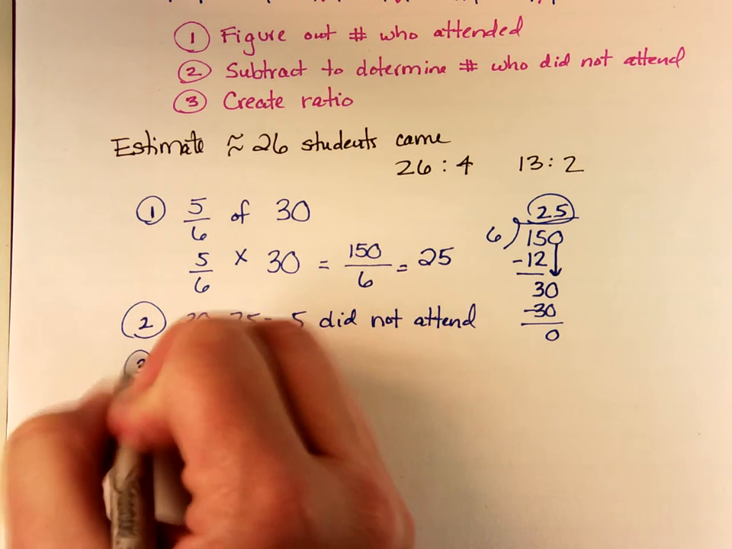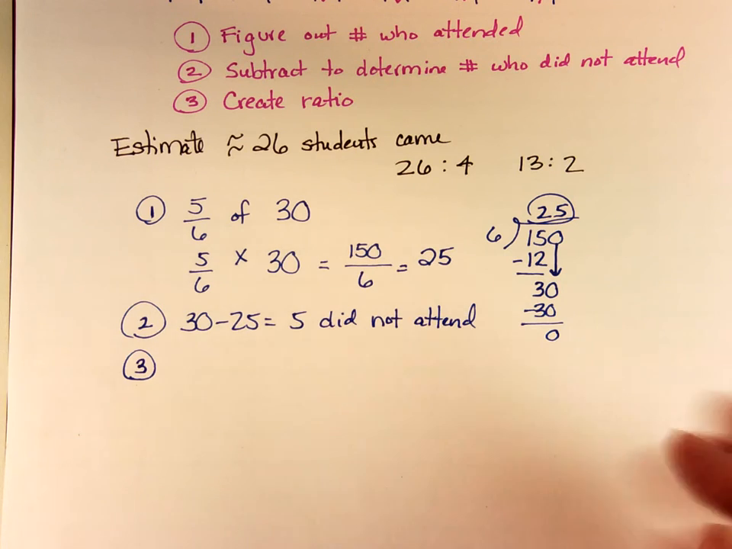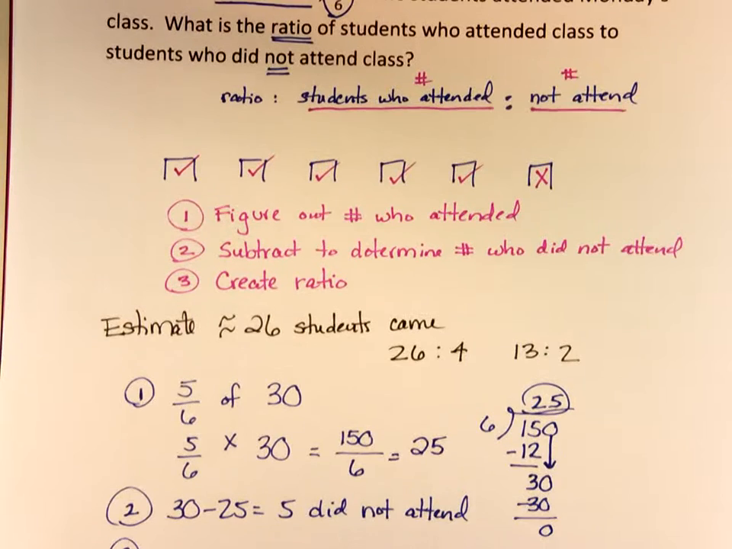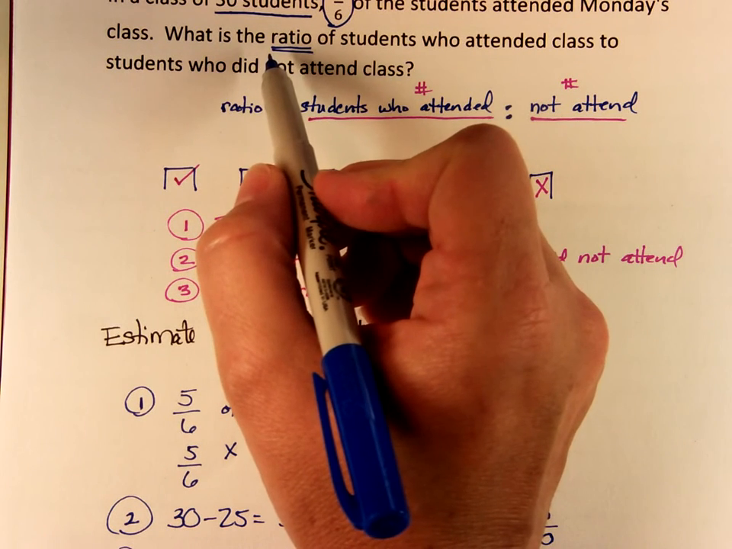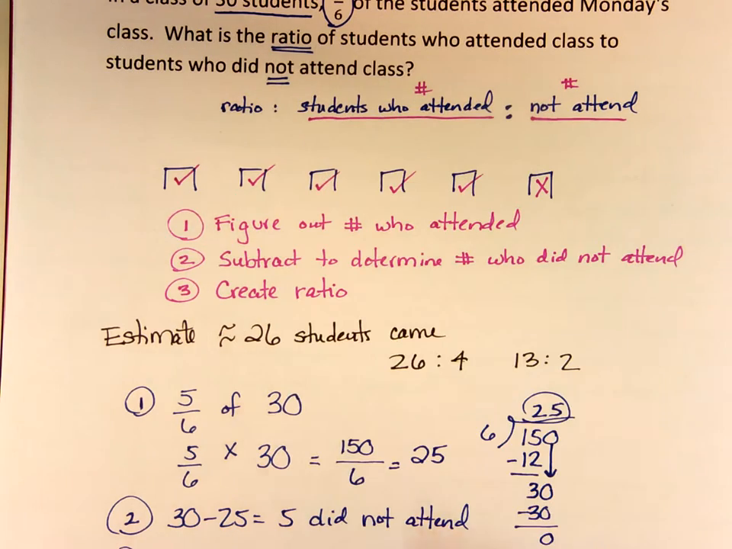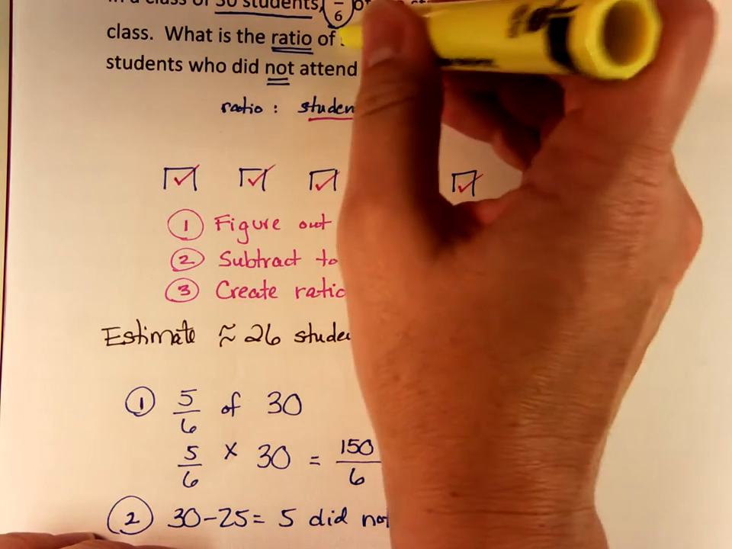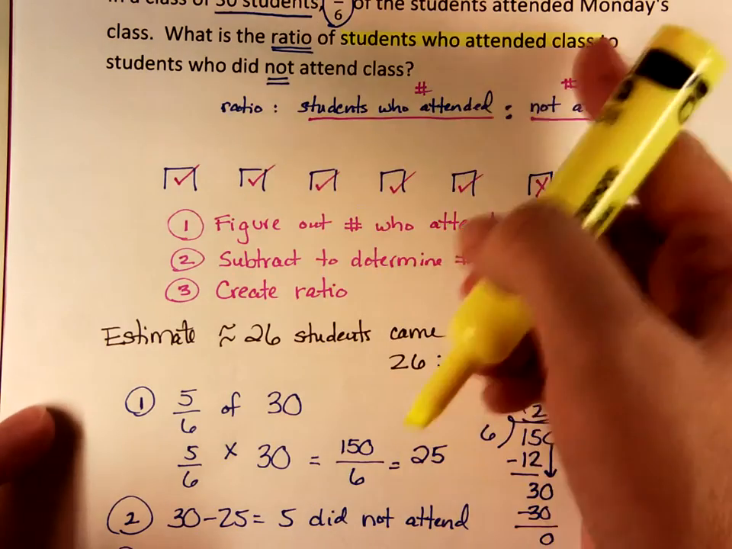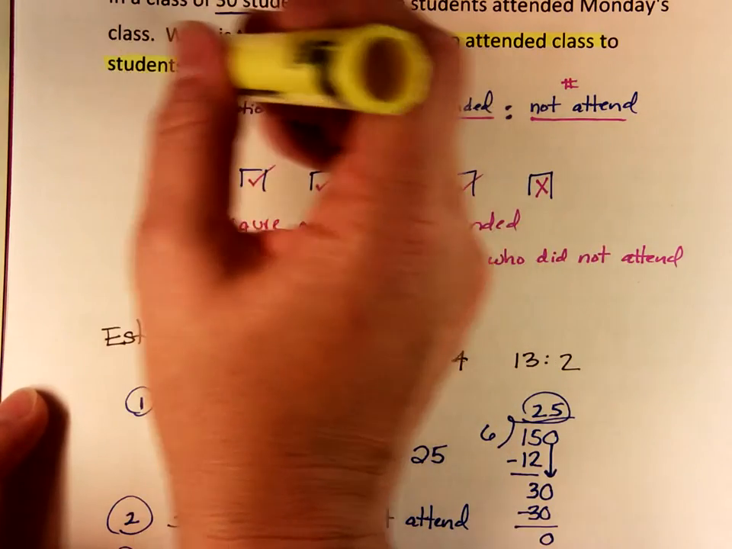Step number 3 is to create the ratio. Now, creating the ratio, there's always one little trick to creating it. You have to go by the order that you read it. What is the ratio of? And here's what they want first. Students who attended class. That's going to be your first ratio. Now get ready for the second ratio. Students who did not attend class.